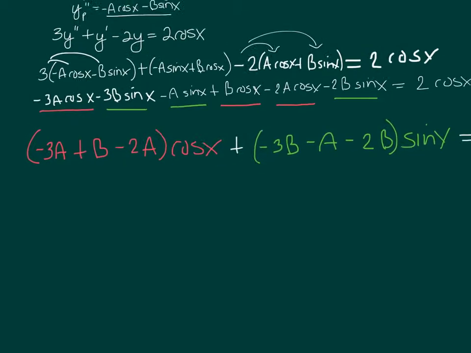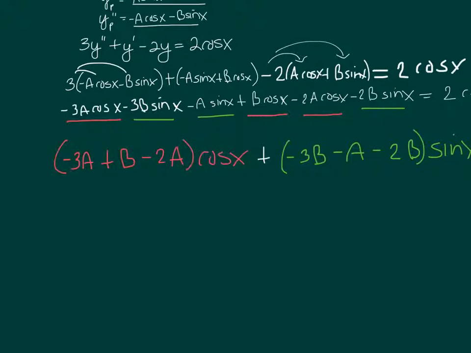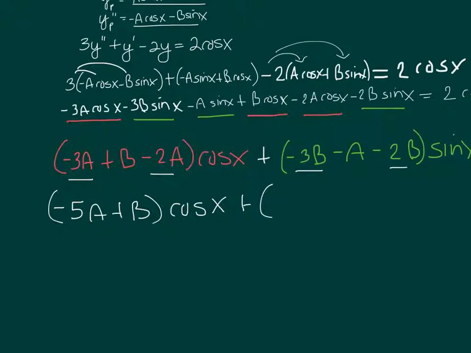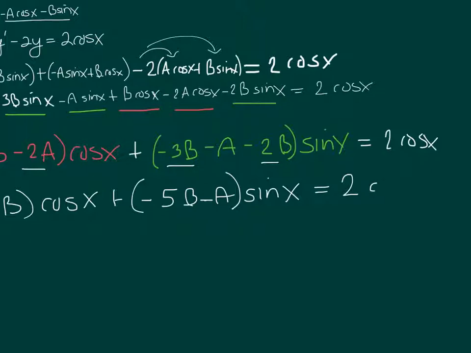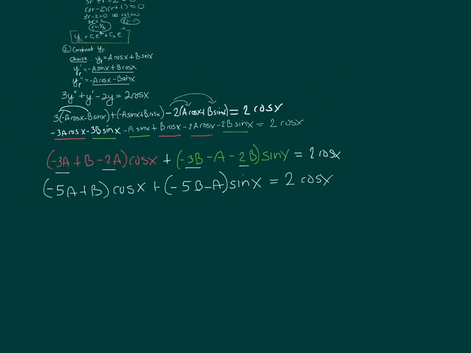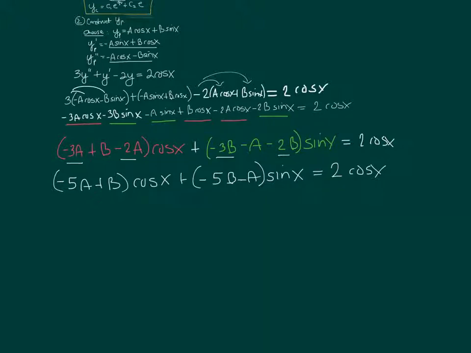Let me make this a little bit bigger. Okay, so I'm working with these guys. Just simple algebra. Negative 3a minus 2a is negative 5a plus b cosine x. And again, some algebra, we have negative 5b minus a sine x. That's a minus a. And this is equal to 2 cosine x. Okay, so that was all algebra with some trig functions.